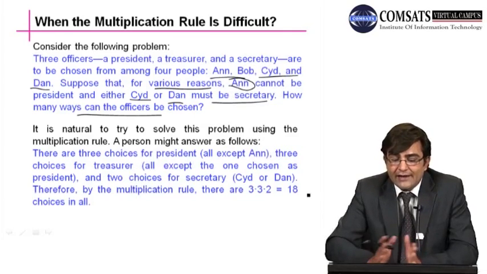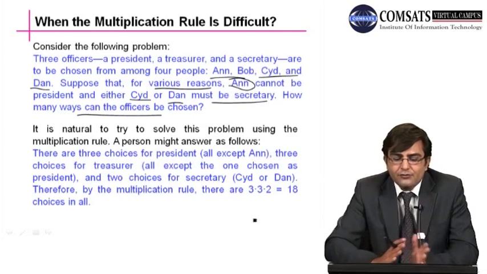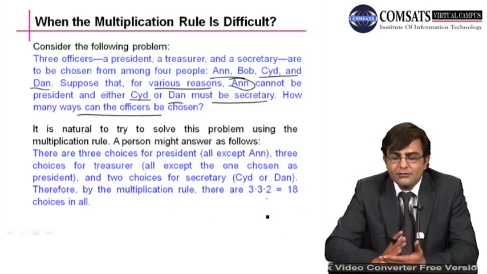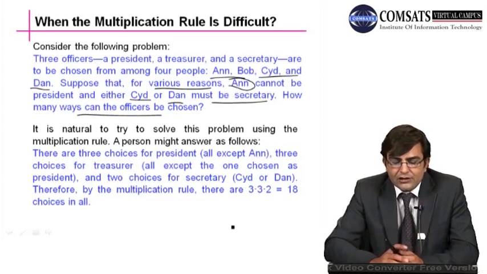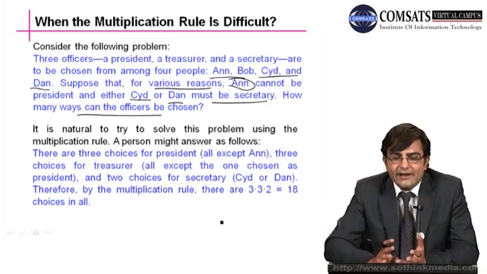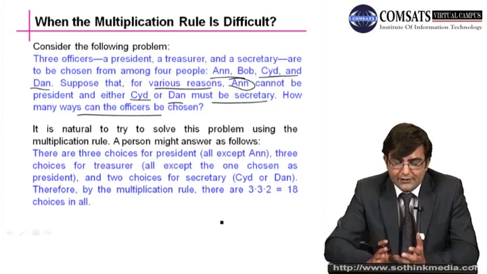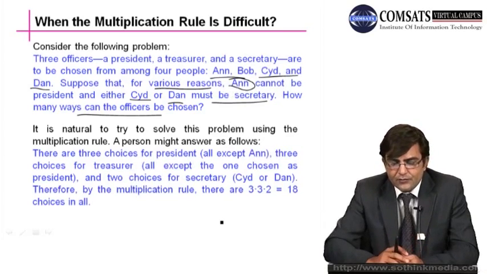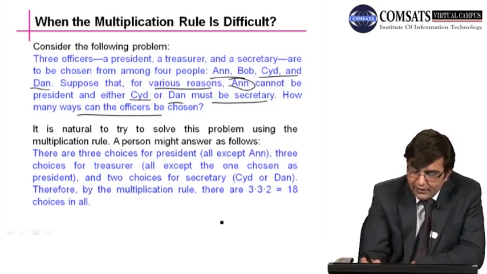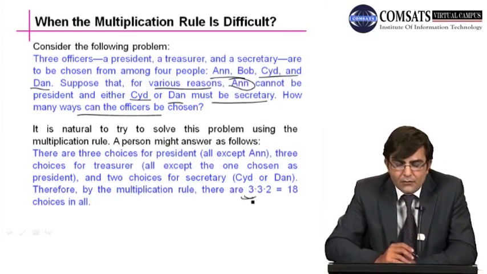How many? Now first we analyze the possibilities for each post, first for a president, second for a treasurer, and then for a secretary. So how many people can be chosen for the post of president? Anne cannot be chosen because it is given in the problem that Anne cannot be the president of that office or organization. So there are three possibilities. We can choose Bob, Sid and Dan for the post of president. So we write here there are three possibilities to choose for a president.